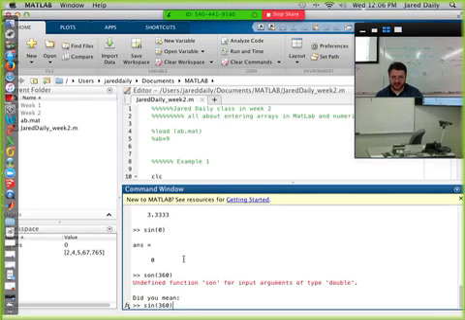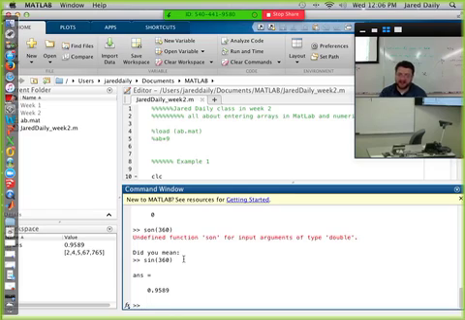I didn't want sun, I wanted sine. So if I do the sine of 360, I do not get 0. The reason for this is because MATLAB does not read angle as a default. It actually reads in the units of radians, as we call them. They're a dimensionless unit, and there are 2 pi radians for every 360 degrees.